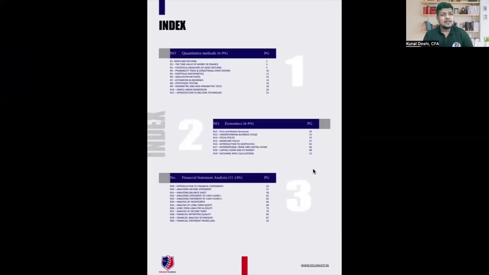In CFA level 1, the flow of topics is very important. It's very different in all the levels, but in level 1, quantitative methods and FSA, financial statement analysis, are the core foundation. So we'll definitely begin with that. We'll try to build our foundation with these two topics in the couple of days. How are we going to proceed? Well, we are going to cover this entire revision book.